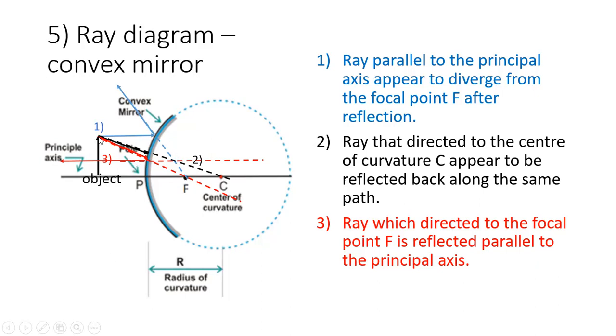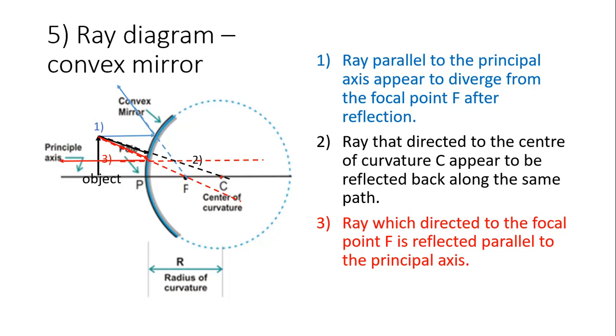Whereas if you use the one going to F first, after that it will be reflected parallel. If you take the one going to the curvature, it appears as if it's going to the center of curvature, then it's reflected backwards. Number 2, a ray directed to the center of curvature appears to be reflected along the same path. But sir, how come the C ray is hitting toward the object? It should be reflected back. Because that is where it goes. It must be reflected back.